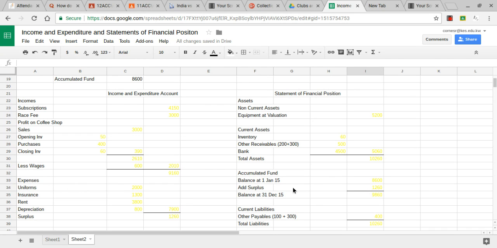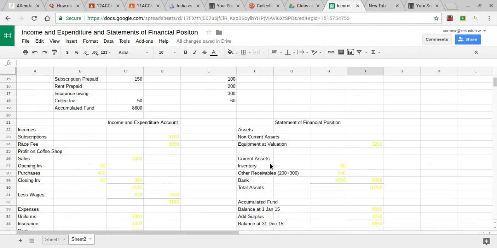Statement of financial position is almost exactly the same as for any other company. The difference will be the capital. Instead of it being capital for a sole trader, you'll have the accumulated fund, but you'll still have an opening balance and a closing balance, and we'll just add any surplus or subtract any deficit. You won't see any drawings in these types of accounts.